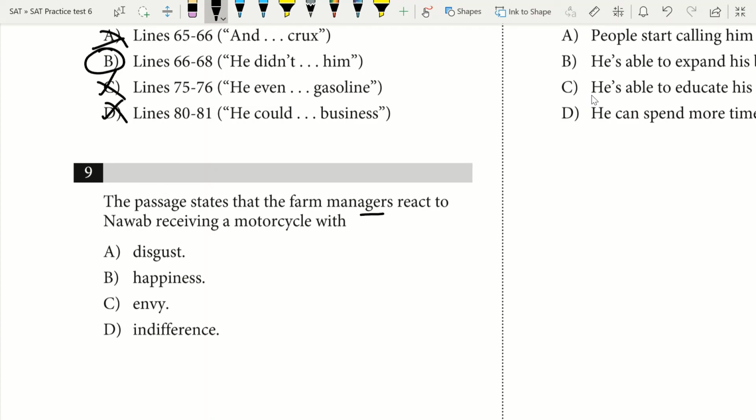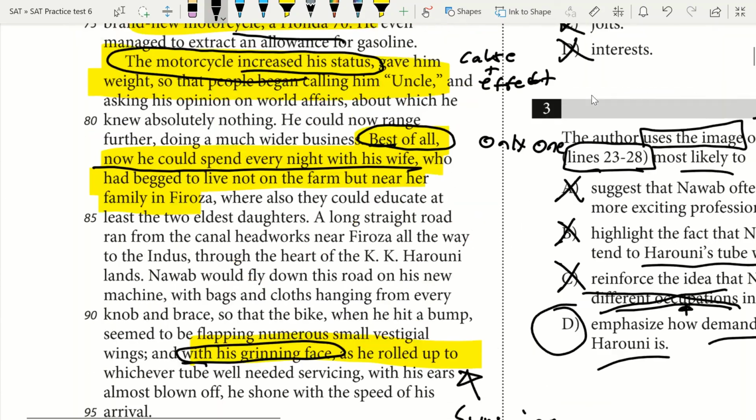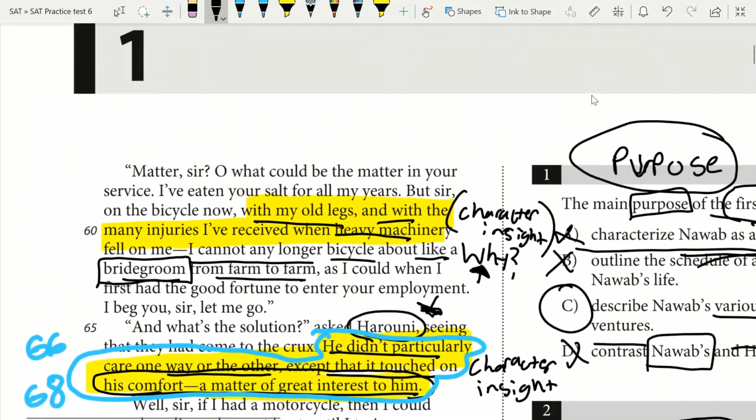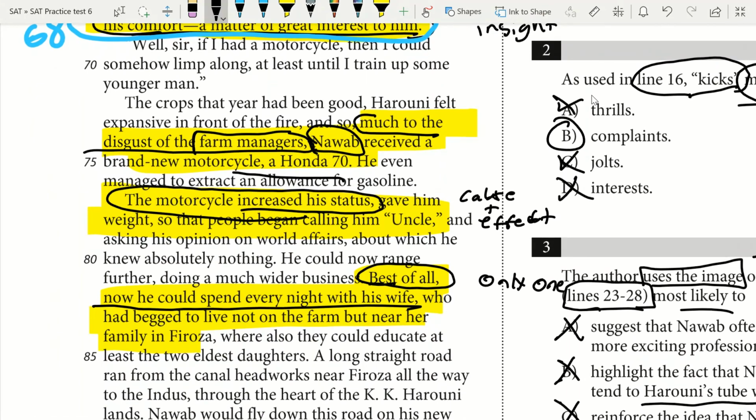The passage states farm managers react to Nawab receiving his motorcycle with, well, that's going to be discussed. We actually say that explicitly, and I'll go ahead and show you where that is. Okay, and if you weren't sure what it is, you'd want to go back to the text, find where we talk about farm managers. You'll notice I highlighted this because it gave us insight into the farm managers. We see much to the disgust of the farm managers. I'll switch over to blue so you can see that better. Okay, we have much to the disgust of the farm managers.